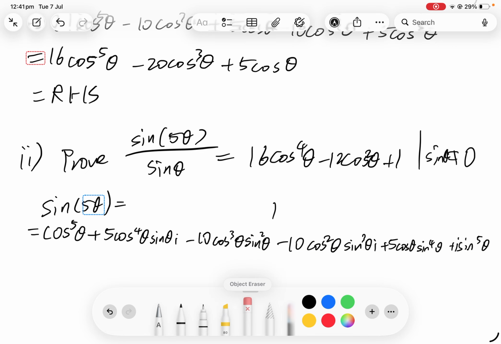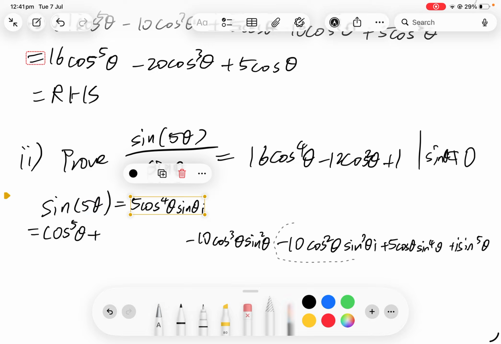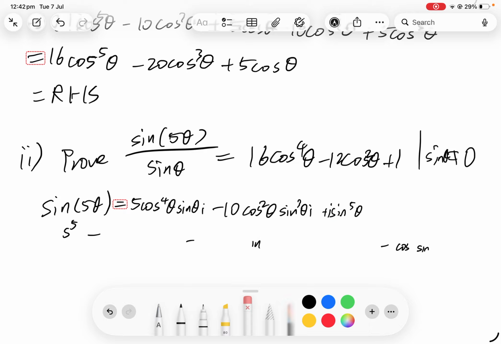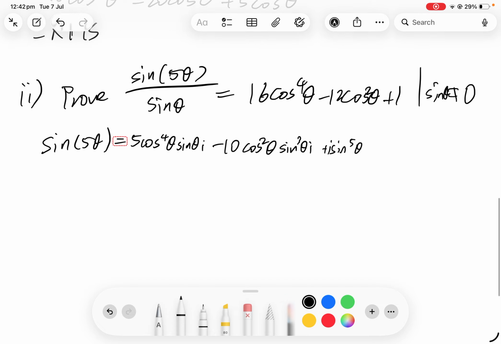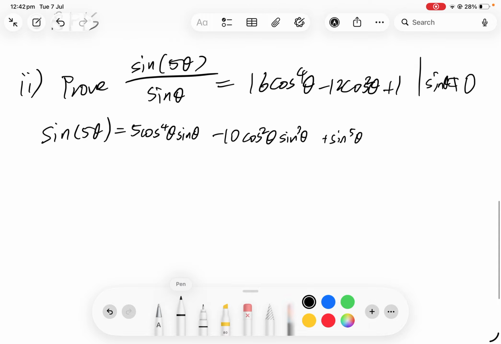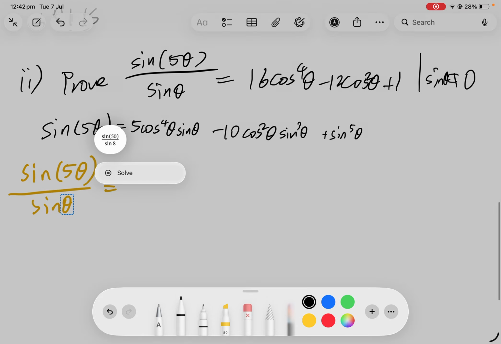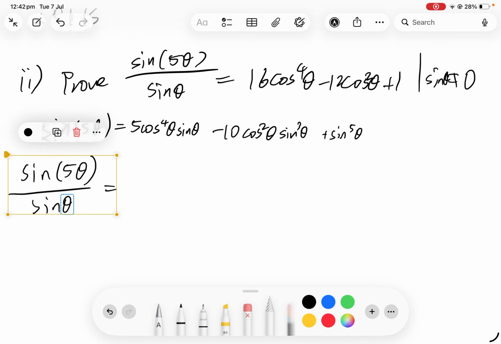It's very long. Okay, so this we want. This we want. And this we want. The rest we don't want. But we don't want the i's because we're already taking the imaginary part, and that means sine 5 theta over sine theta will equal, let's just write that here.